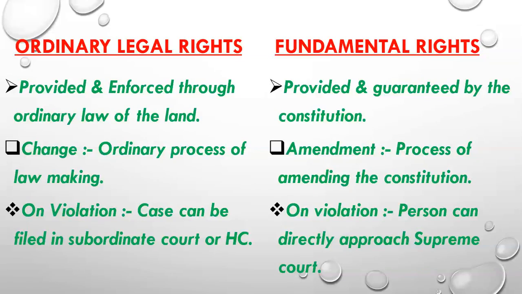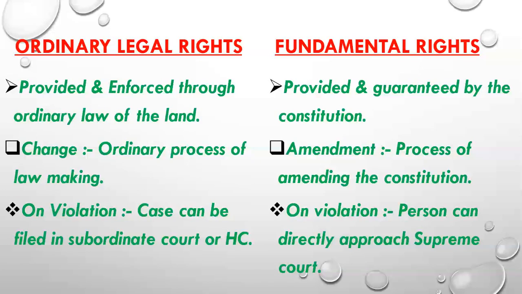So fundamental rights can only be amended by the process of amending the constitution, and it is the special majority of more than 2/3 of the members present and voting, which should be more than an absolute majority of the house. This type of majority is very difficult to be attained, and that's why fundamental rights are much more protected than the ordinary legal rights. Parliament can easily change any ordinary legal right, but cannot easily change a fundamental right. Parliament has to attain a special majority of more than 2/3 of the members present and voting, supported by at least an absolute majority of the house.